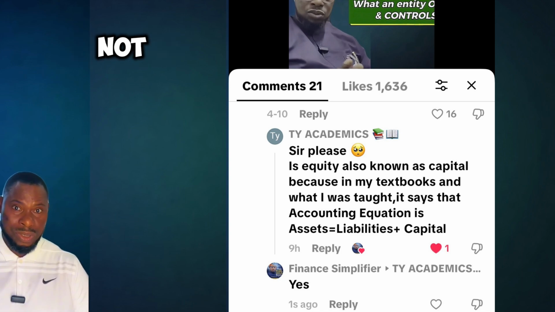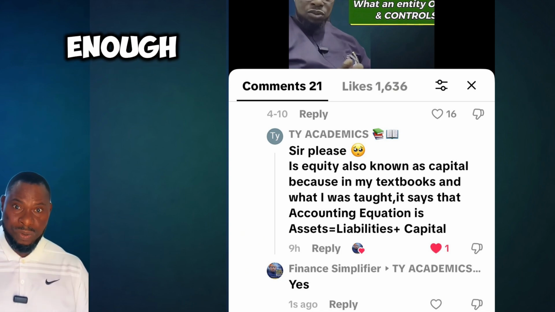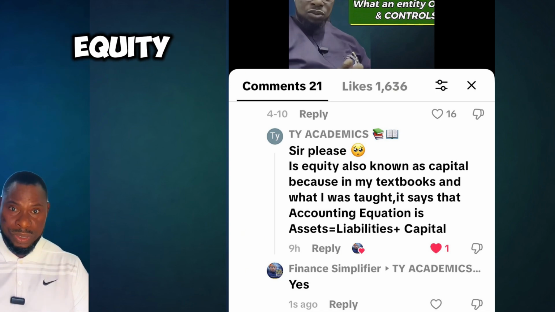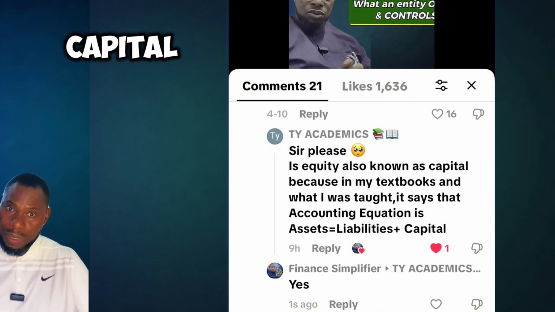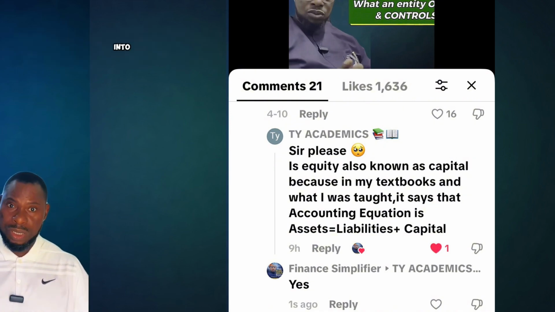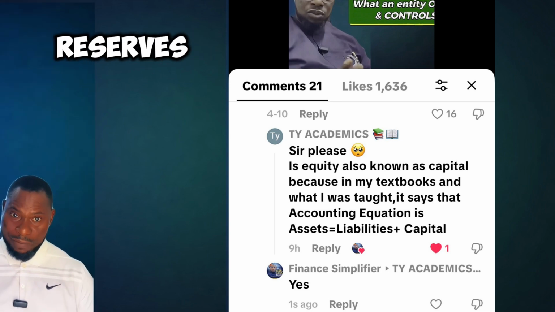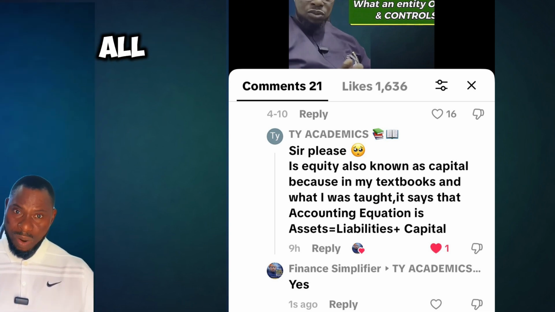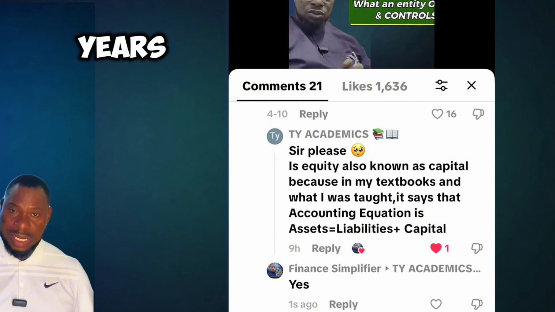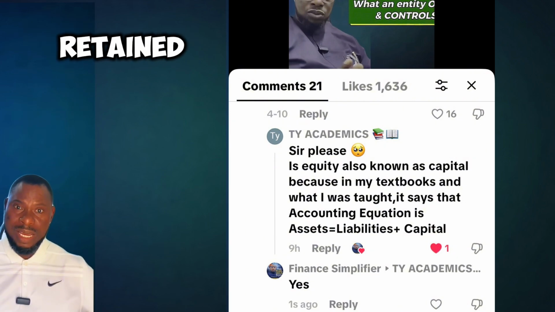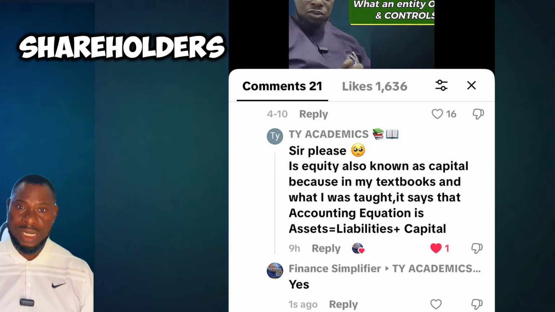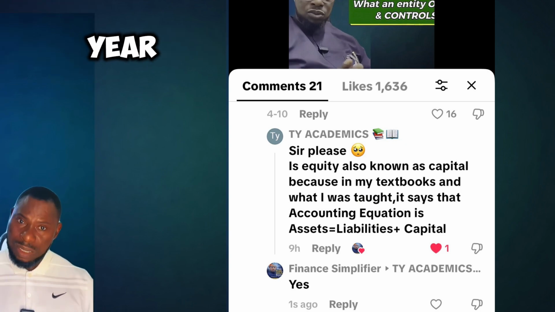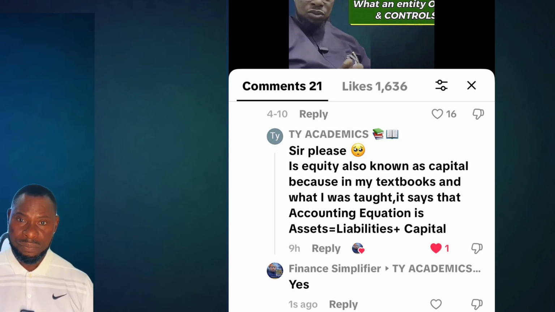And so capital is not enough to describe it, so we use the term equity. When we say equity, capital is part of it, that introduction into the business. Yes, we have reserves. We have retained earnings. All the earnings from different years that you did not pay out are retained and they belong to the ordinary shareholders. And even in the present year, they belong to the ordinary shareholders.